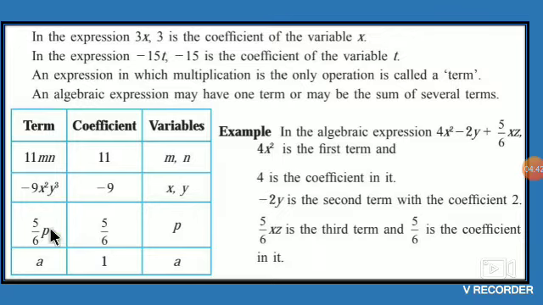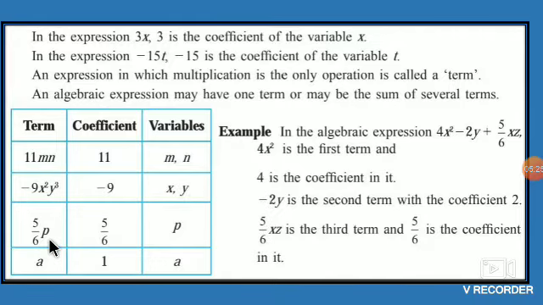So here some terms are given. 11mn. This term has the 2 variables m and n. Each term has one variable or many variables, but only one coefficient. So here 11 is the coefficient and m and n are the variables. Minus 9x square y cube. Here minus 9 is the coefficient and in x square y cube, x and y are the variables. For writing in the variables column, we will not write the powers of it.